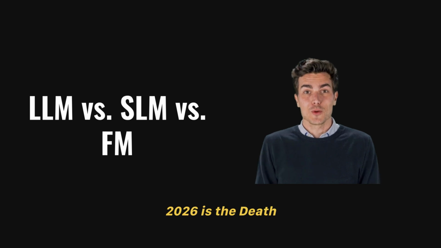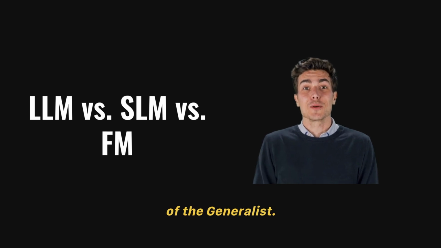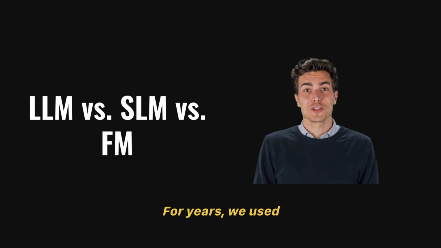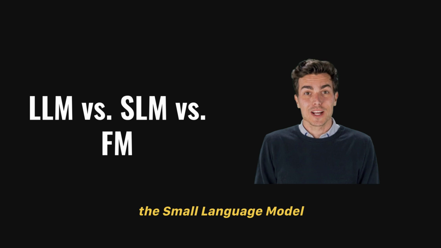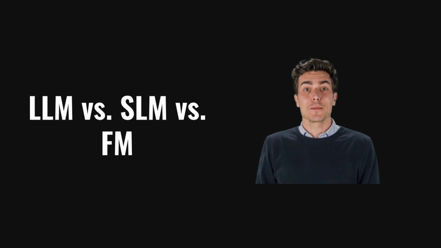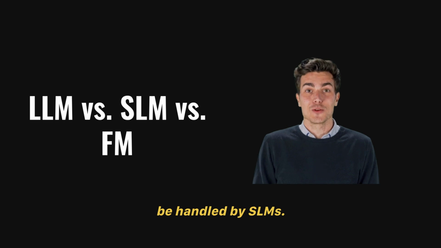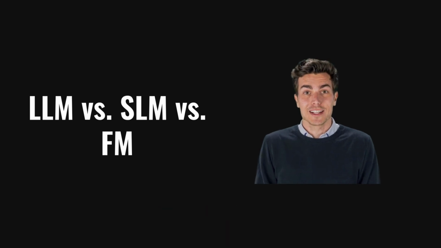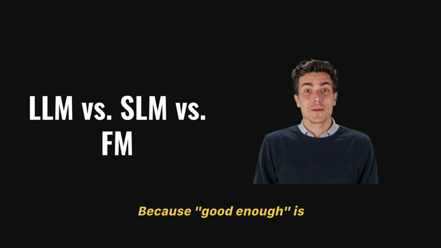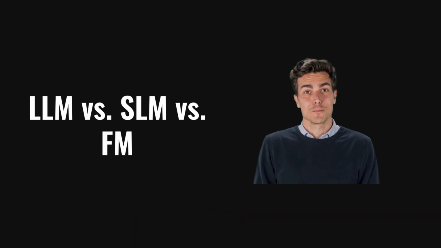The biggest shift in 2026 is the death of the generalist. For years, we used massive LLMs for everything. The future belongs to the small language model, SLM. The projected market shift: by 2027, it is estimated that 70% of enterprise AI tasks will be handled by SLMs. Why? Because good enough is better than expensive and slow.